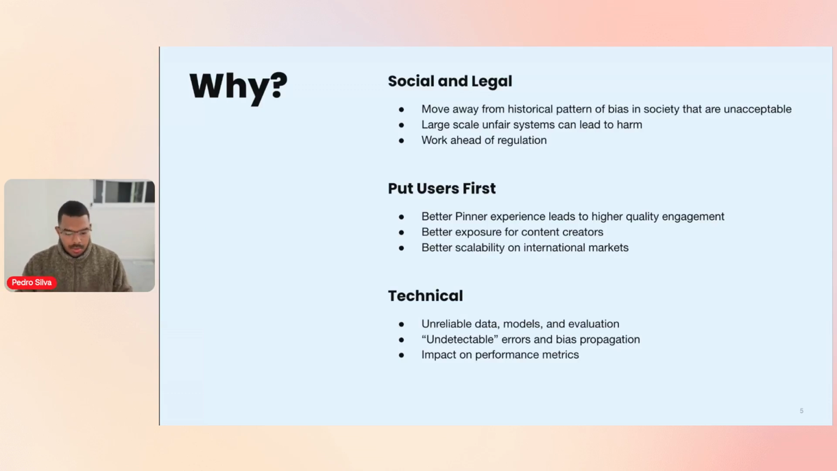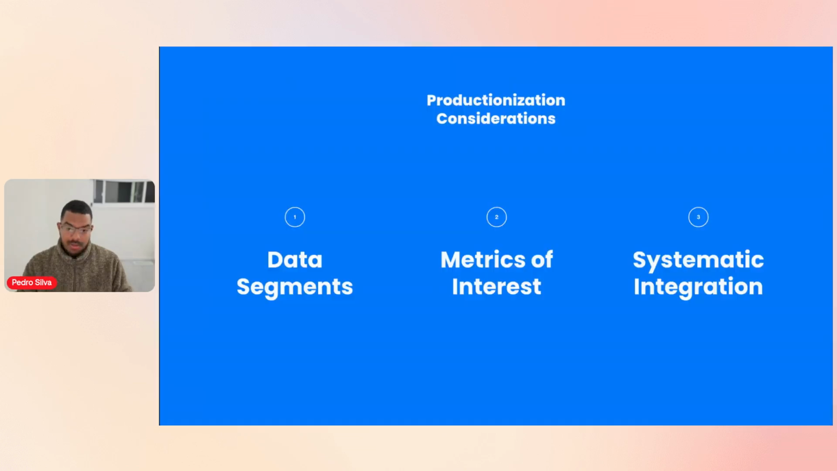So I kind of want to move us into the process we took to do this at Pinterest, right? There were three main things that we were looking at the time: data segments, metrics of interest, and systematic integration across our product. So let's start with data segments here.